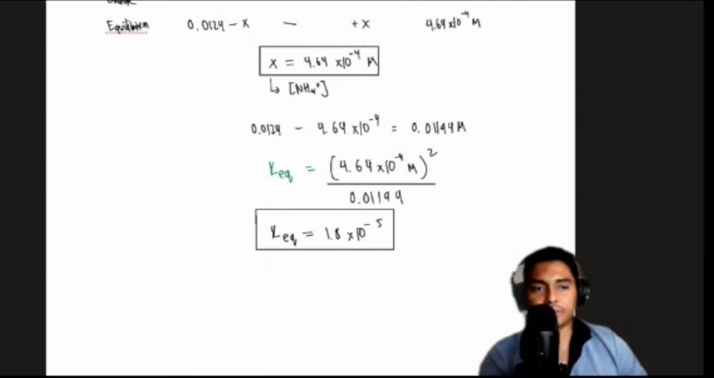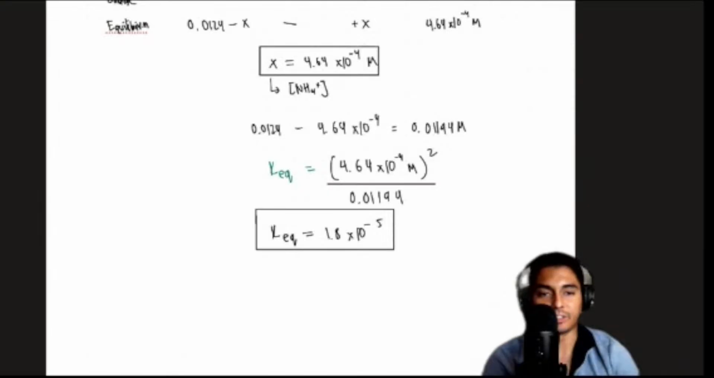So our first few topics today for general chemistry, we went over equilibrium as well as acids and bases. And this topic is extremely fundamental, super important for AP Chem and General Chem.